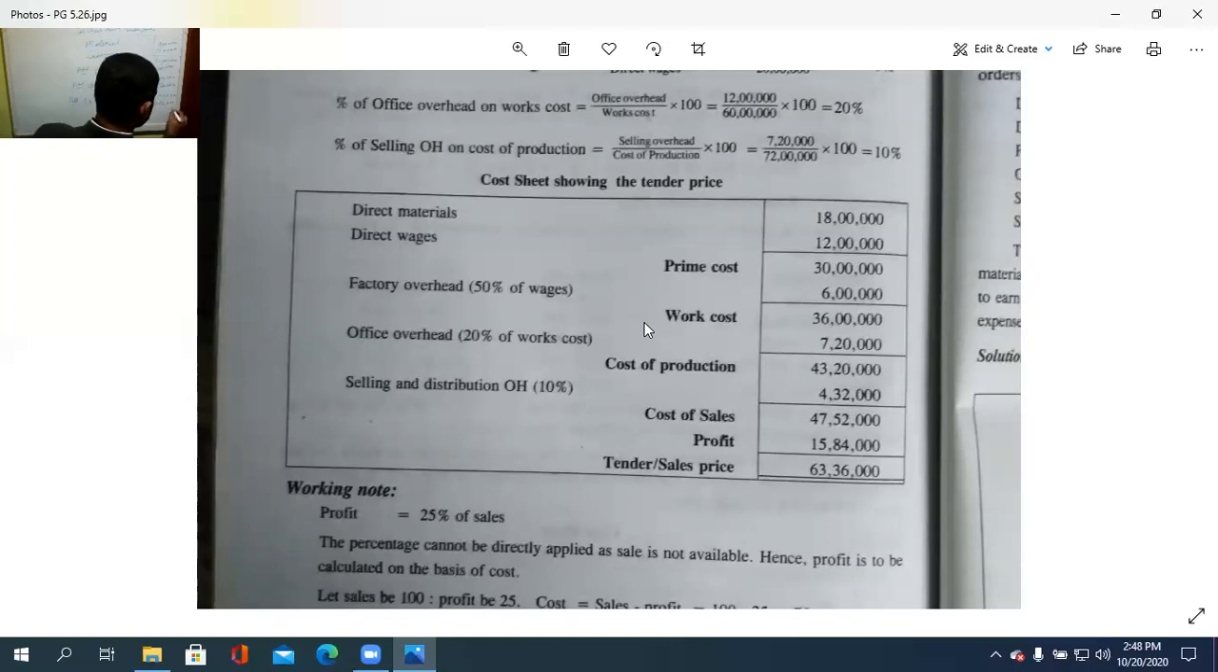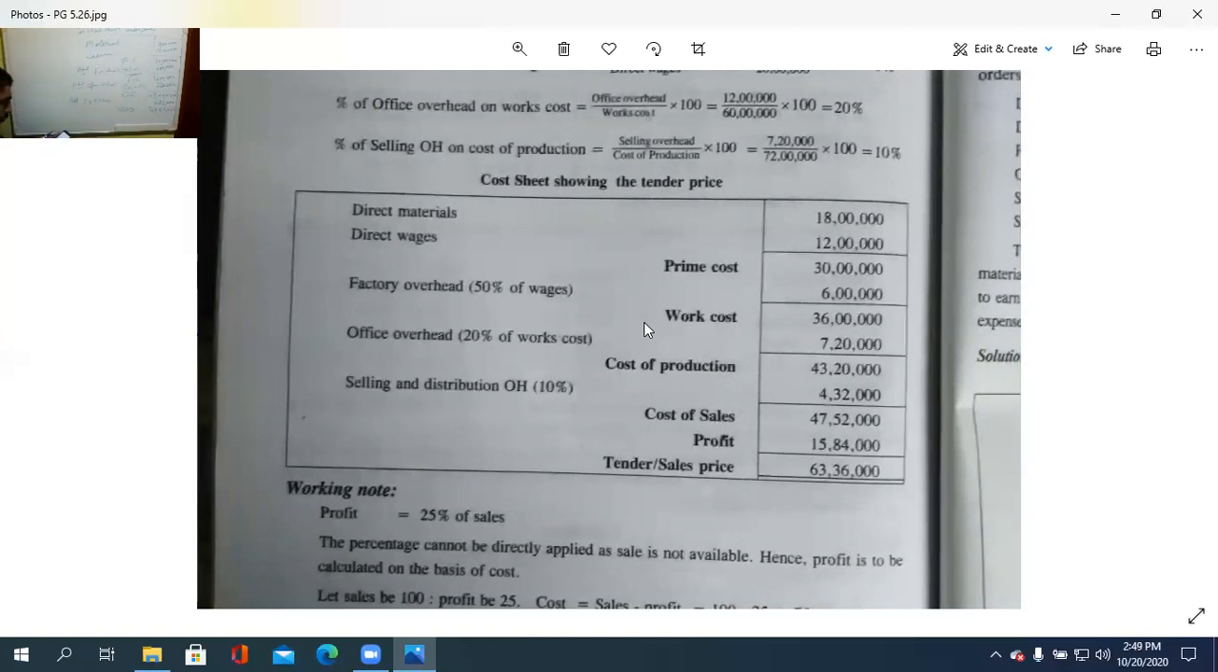So 47,52,000, and that is the cost of sales. Then what they are telling is profit is 25% on sales. Upon cost, it is 25 by 75 into this amount, isn't it?